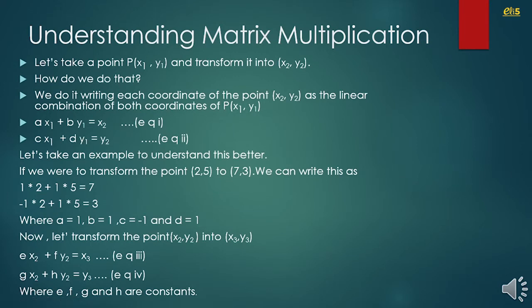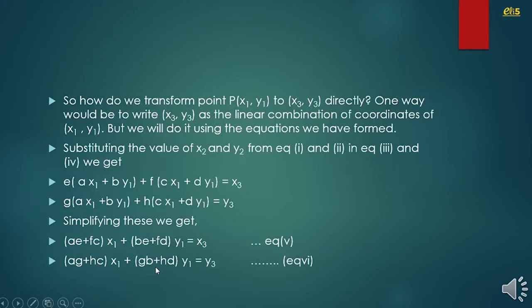We'll use the same method now to transform the point x2, y2 to x3, y3. Now why are we doing these transformations? I'll explain later. Hang on with me. So we repeat the same process. We write x3 as a constant e times x2 plus f times y2. And we write y3 as g times x2 plus h times y2.